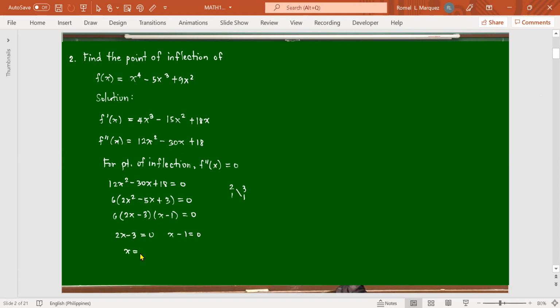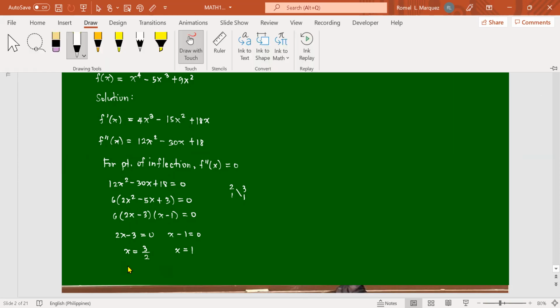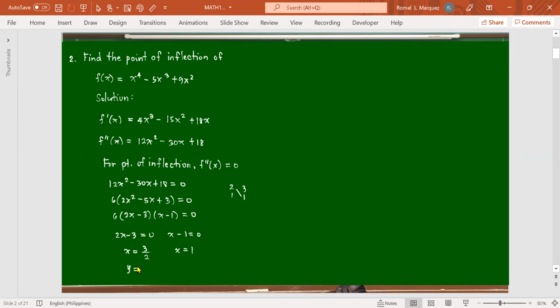So x is equal to 3 halves. X is equal to 1. Now, we have to check if this is not a relative min, relative max, the point corresponding to this. By the way, what is the y corresponding to this? Y is equal to what?